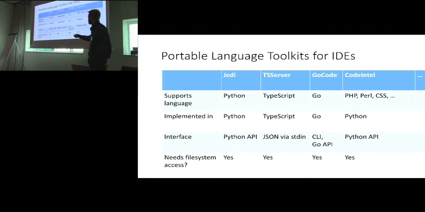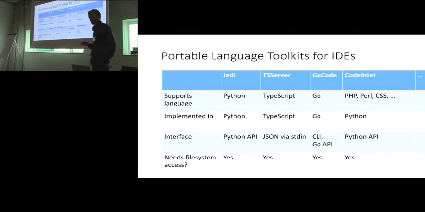In this case, the interface is not actually in TypeScript. It's a JSON message-based protocol. And they're working on documentation. That's great. And yeah, it needs file system access. All these things need file system access. For Go, there's Gocode. It's also a library just like this. It's actually very nice how they did that. It supports the Go language, written in Go. You can use it from the CLI. That's actually very cool if you just want to prototype something. Or there's an API if you want.